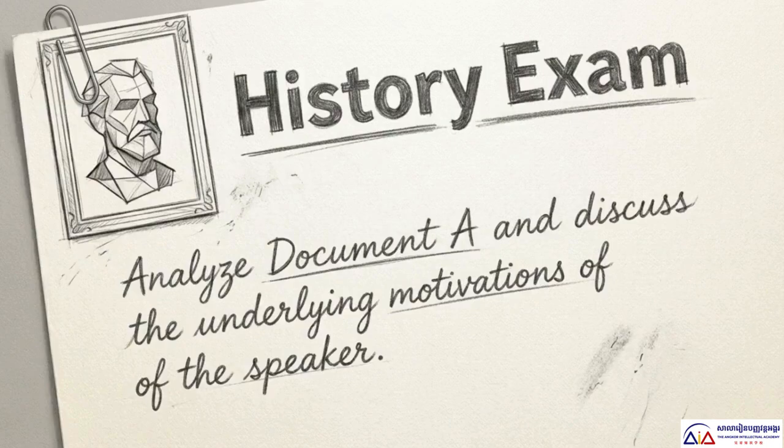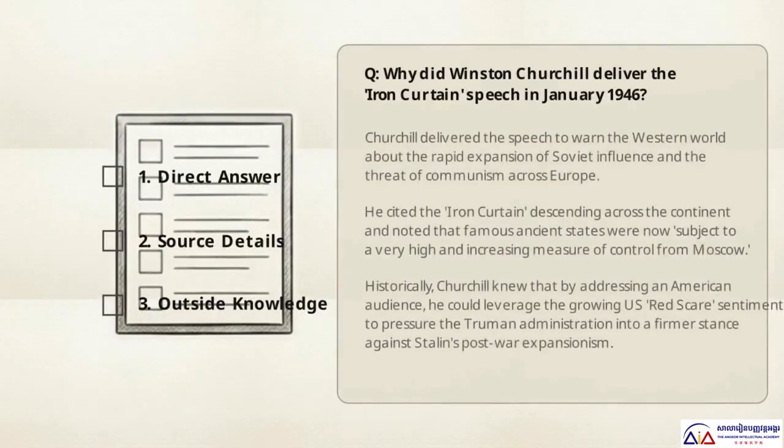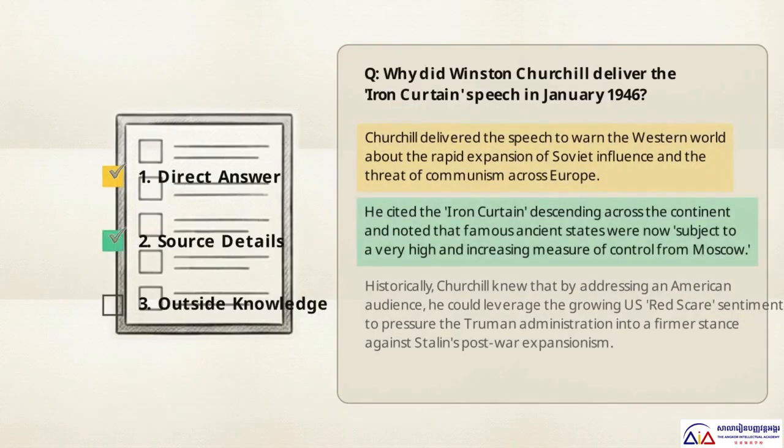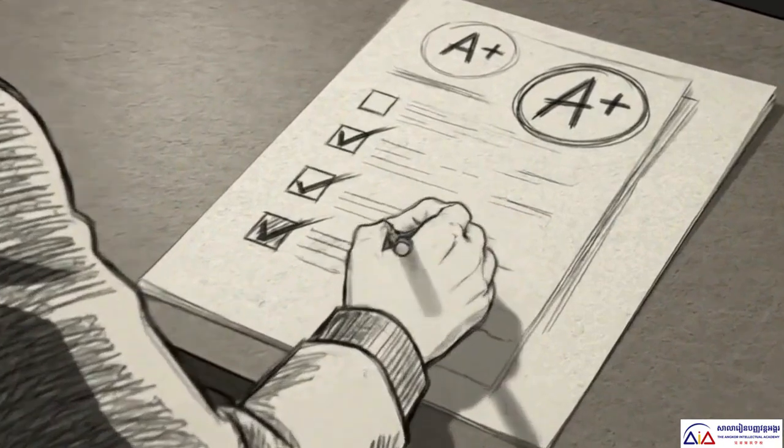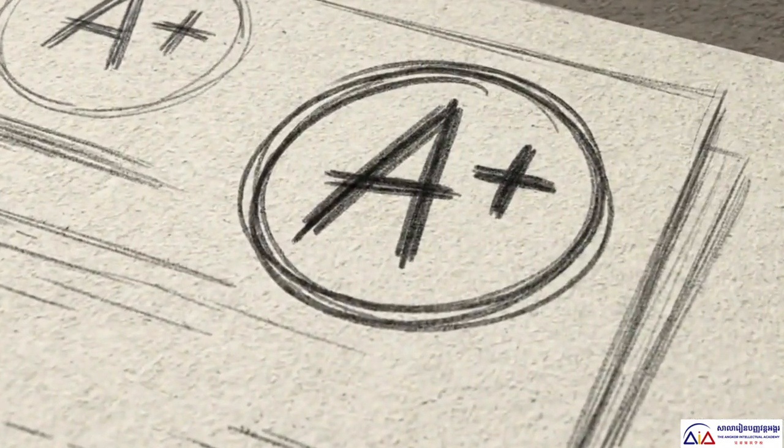Consider a source-based history question. The prompt asks why Winston Churchill delivered his famous Iron Curtain speech based on an attached excerpt. A complete answer requires two immediate steps. First, you answer the prompt directly. Second, you cite specific details pulled from the provided source text. There is a third component that is often missed, citing outside historical knowledge that proves you understand the broader context. When you know the exact components required for a complete answer, you eliminate guesswork. This ensures you include all the necessary elements the examiner expects.